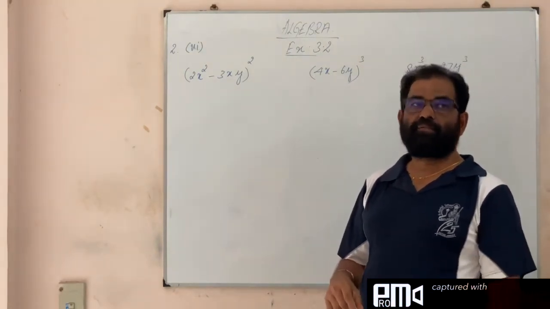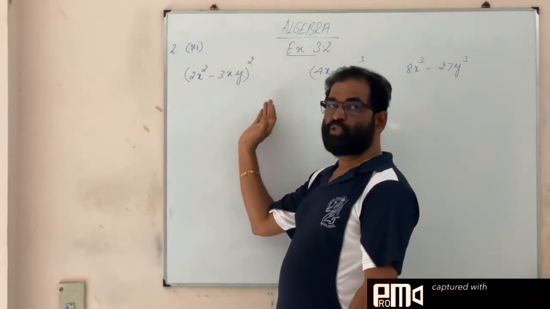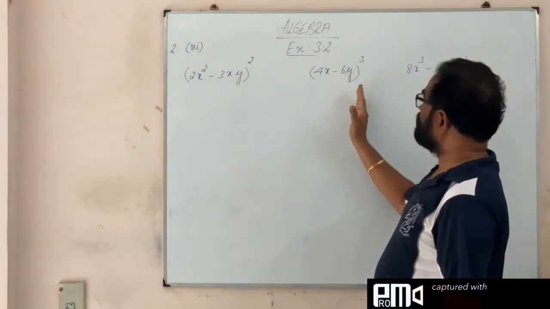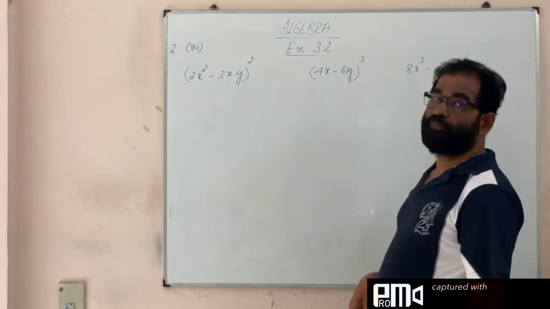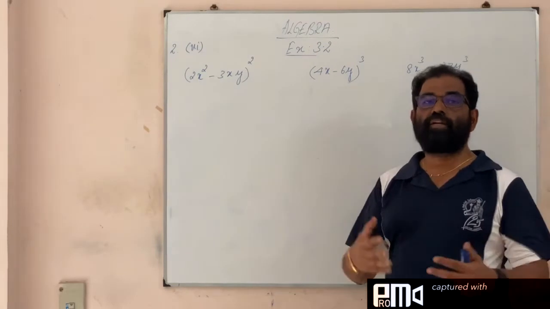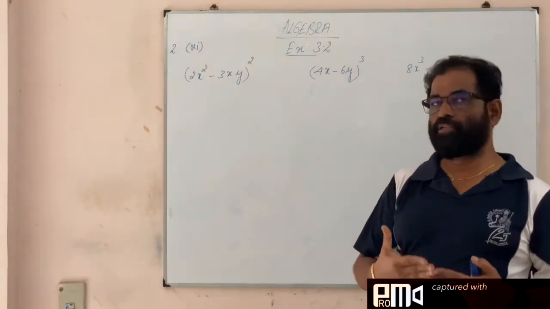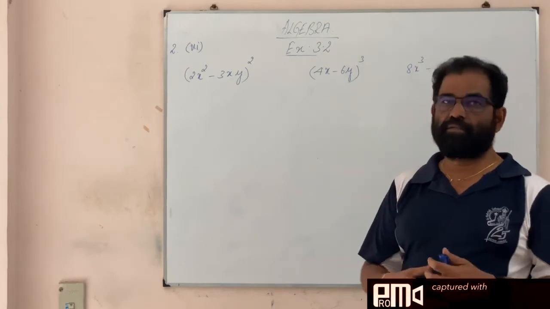Find the LCM. Here are three polynomials: 2x squared minus 3xy the whole square, 4x minus 6y the whole cube, and 8x cube minus 27y cube. Let's try to factorize these three one by one, and go for the common factors first and then the uncommon things.